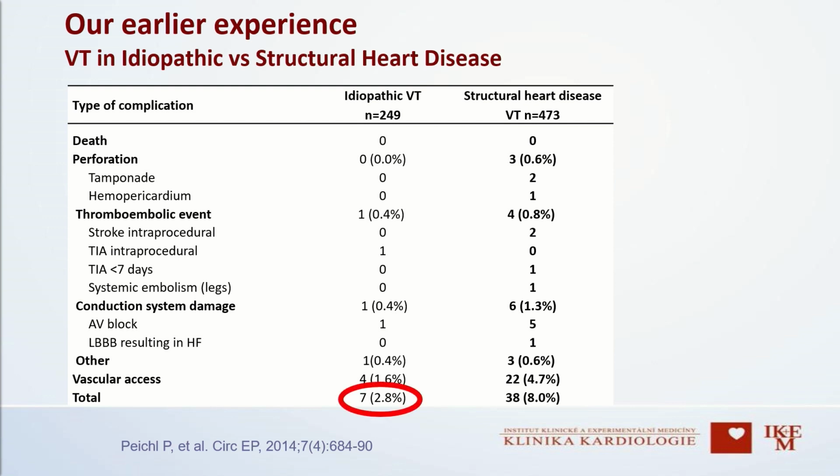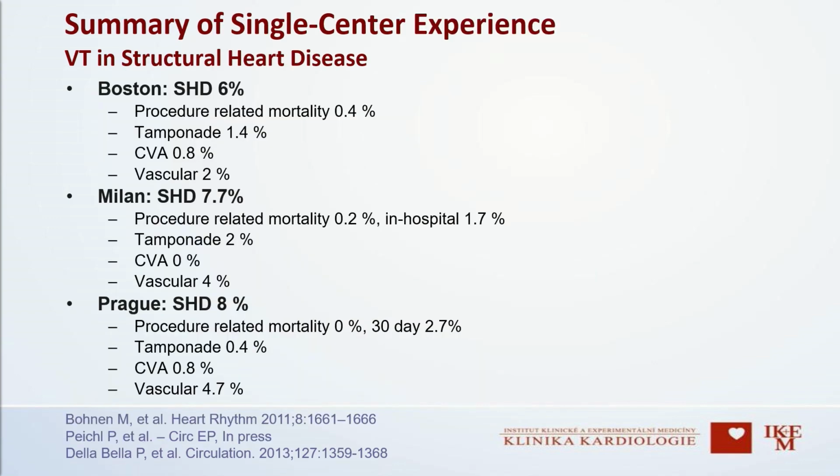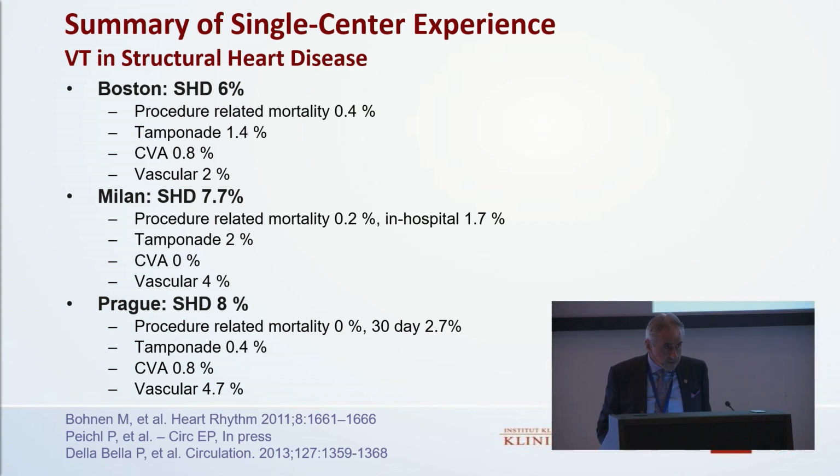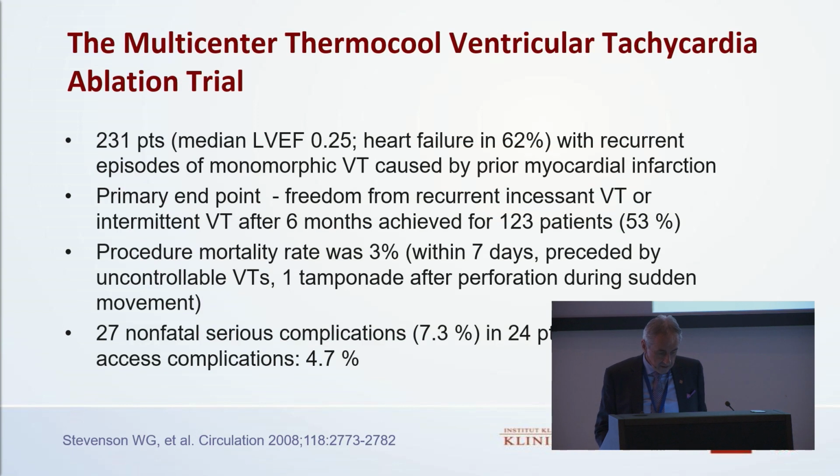Very similar data were published by the group of Bill Stevenson from Boston. You see structural heart disease 6%. They also analyzed idiopathic cases, which was on the same level as our study. And from Milan, from the Della Bella center, you see a very similar complication rate. They had a higher rate of tamponades compared to us, but they don't use intracardiac echo routinely, so I think that's one explanation, in my opinion. But otherwise, very similar data.